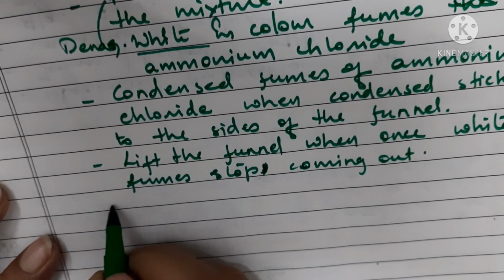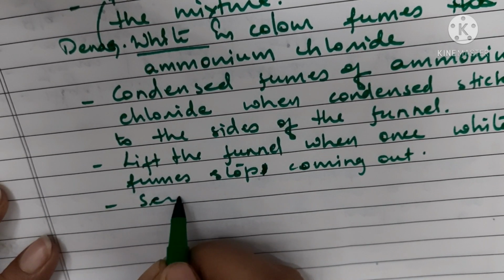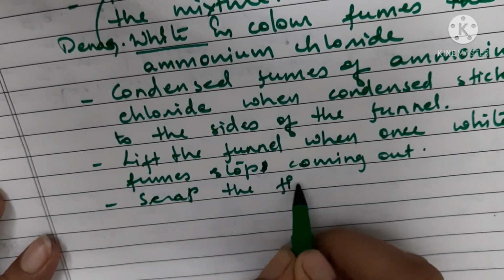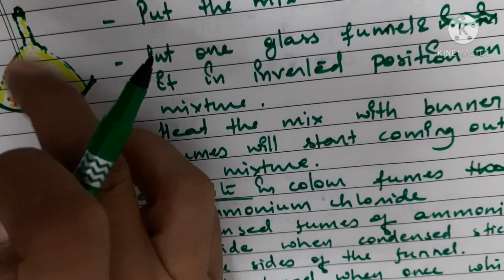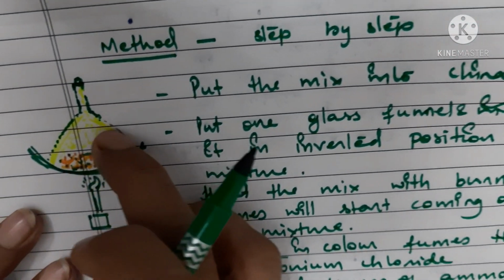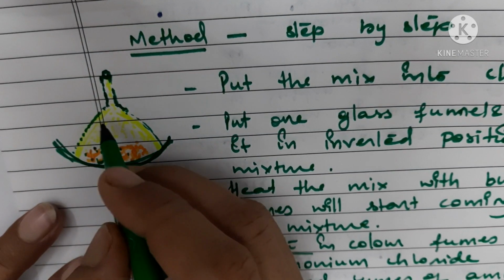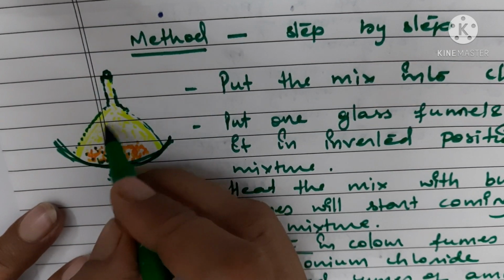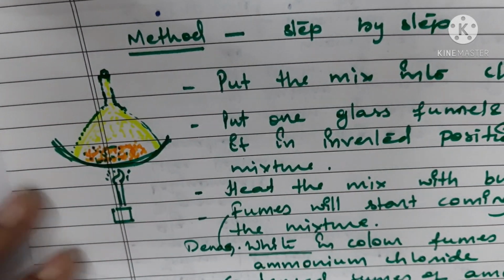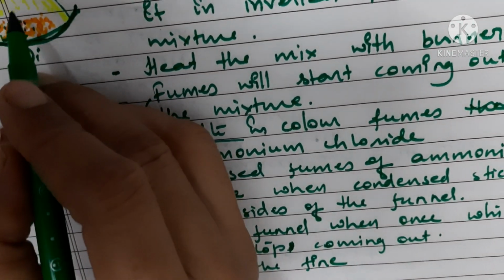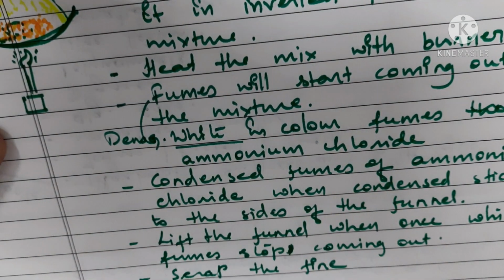After lifting, you will scrape the fine powder. When you scrape it out, if you gently turn it upside down and scrape it, what do we get? After scraping, we will get fine powder of ammonium chloride. We'll get fine powder of ammonium chloride after scraping it when we lift it once.